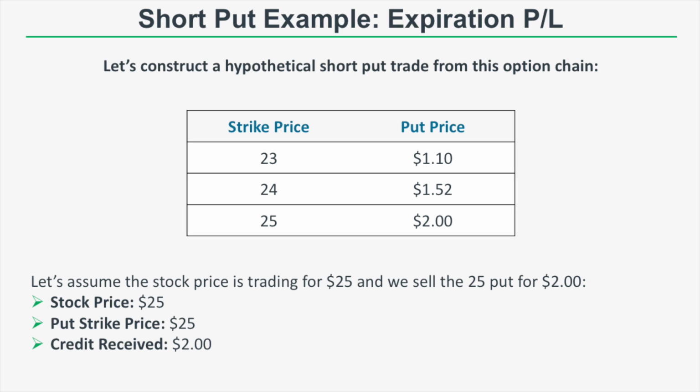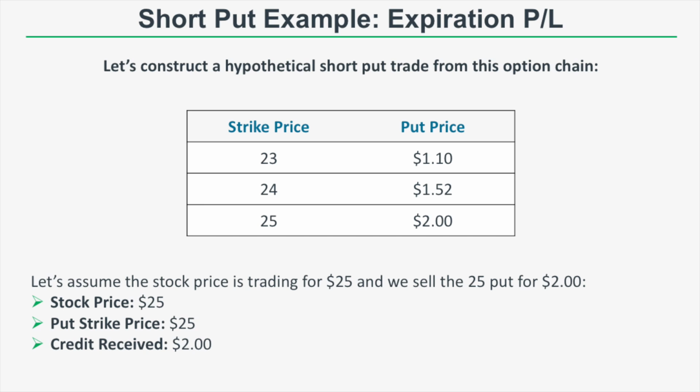Alright, so now that you know the basic characteristics of the short put strategy, let's go ahead and look at a short put example and take a look at the expiration risk profile graph. So in this case, we have three strike prices, 23, 24, 25, and we can see the corresponding put prices for those strike prices. In this case, we're going to assume the stock price is currently trading for $25, and we're going to sell the 25 put for $2.